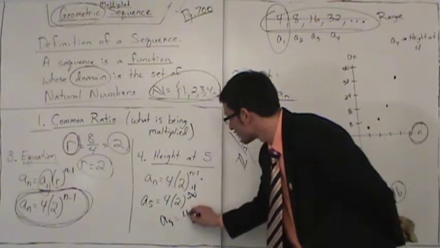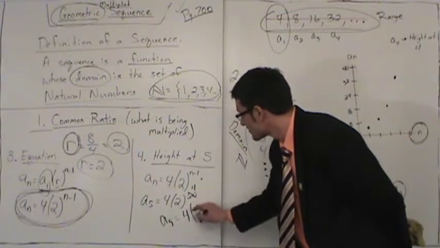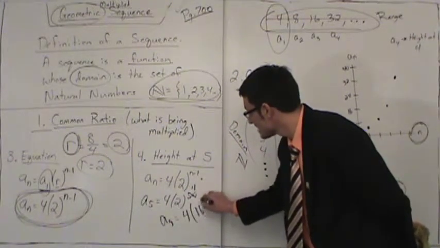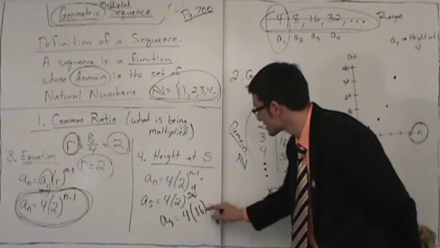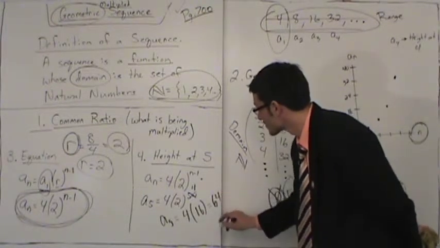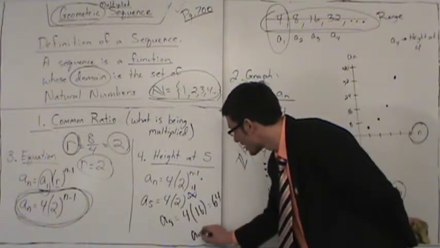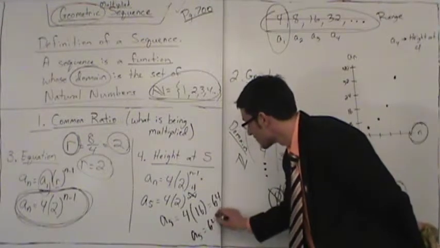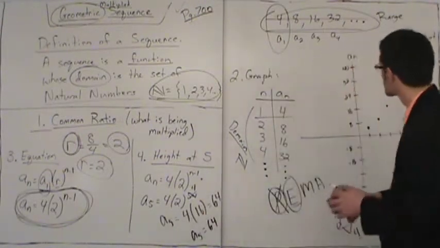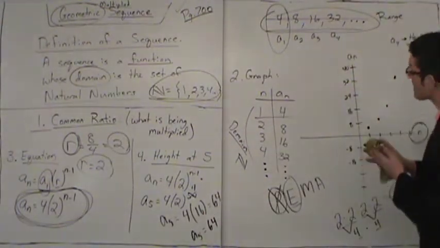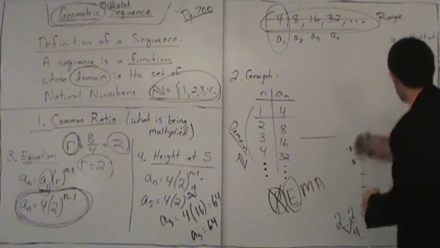So we end up with a sub 5, or height at 5, is 4 in front, times the 2 to the 4th power, which became 16. 4 times 16 is 64. So height at 5 is equal to 64.